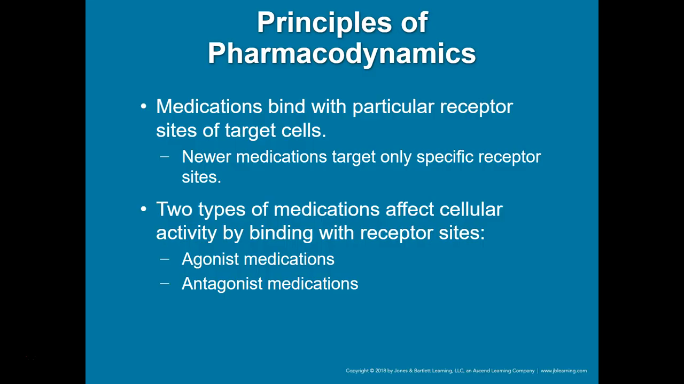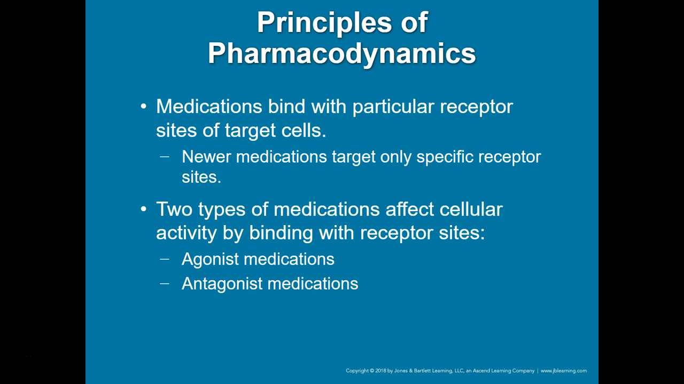Medications bind with particular cell receptors. Newer medications are more specific to the receptor site. Something like albuterol. Albuterol is a great beta-2 agonist. It is going to help open up the airways and relax that smooth muscle, but it also has some beta-1 effects. We'll talk more about this later, but it's not super targeted to only beta-2. Levalbuterol is a newer medication that is more targeted to only that beta-2 receptor site. So as the science progresses, drugs get more specific to those receptor sites, and so they can have fewer adverse effects on the body, and you can be more targeted to what you need.